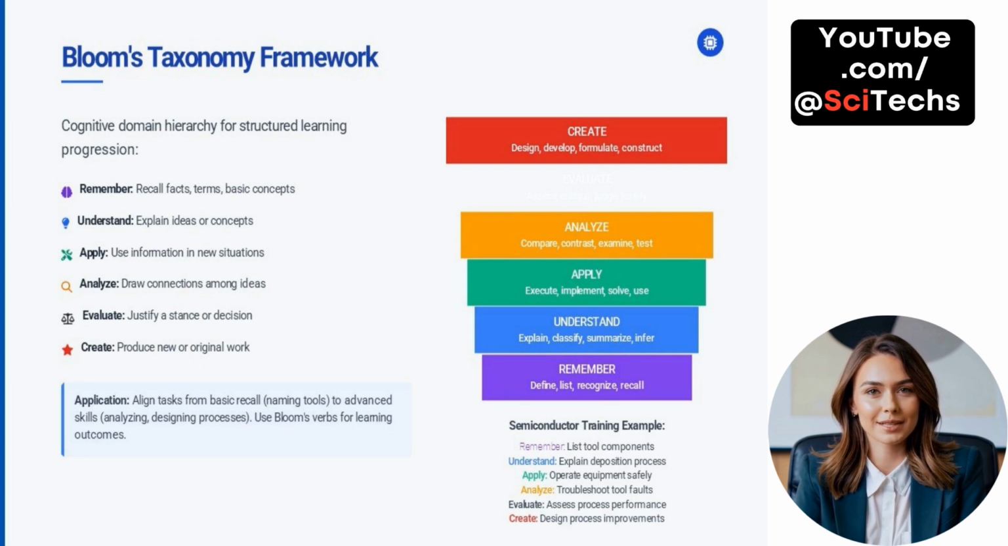For instance, a technician might first recall chamber components, then gradually progress to analyzing cycle time losses or designing yield improvement plans. Using action verbs aligned with each level helps trainers set expectations and measure growth, ensuring trainees move from memorization to high-level problem-solving and innovation.